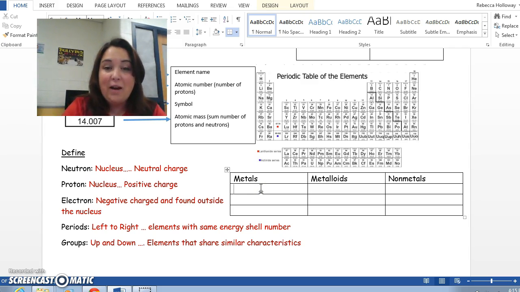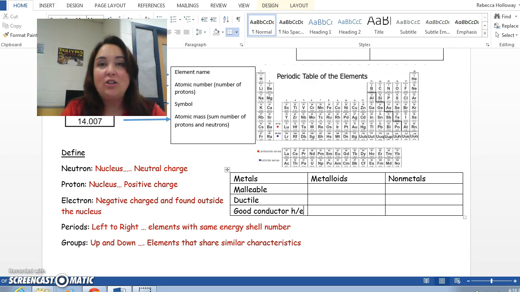So let's take a look. Metals are malleable. I don't have enough space to type that much, but basically that means they can be hammered into sheets. They can be bent into different things, hammered and flattened down. You also have ductile, meaning they can be pulled into thin wires, and they're excellent conductors. So I'm just going to put good conductors of heat and electricity. Most of them also have high melting points, so they're able to withstand heat.